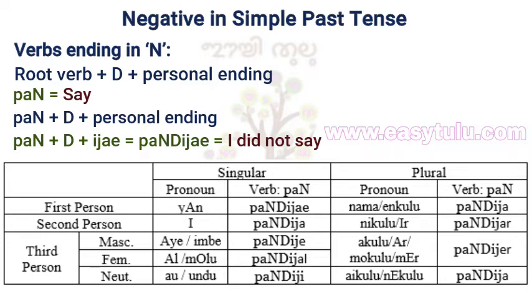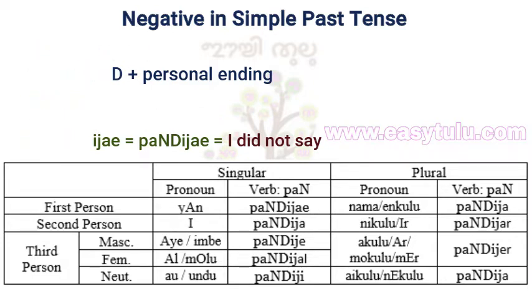Alu or molu, pandijal, she did not say. Au or undu, pandiji, it did not say. Nama or enkulu, pandija, we did not say. Iru or nikulu, pandijar, you did not say. Akulu, mokulu, aru or mir, pandijar, they did not say. Nikulu or aikulu, pandija, they did not say. Okay, all the verbs ending in nu are conjugated in the same way in simple past tense.